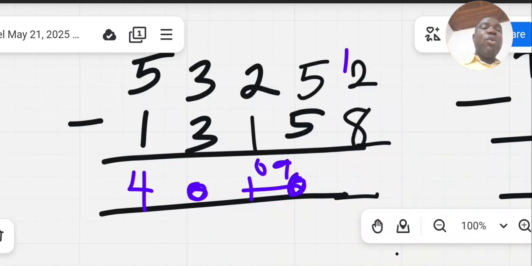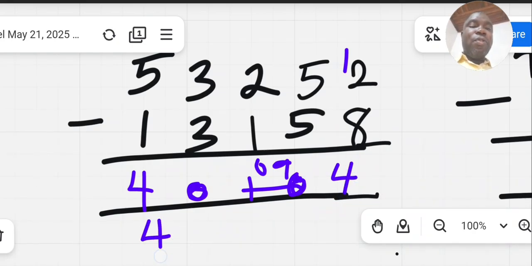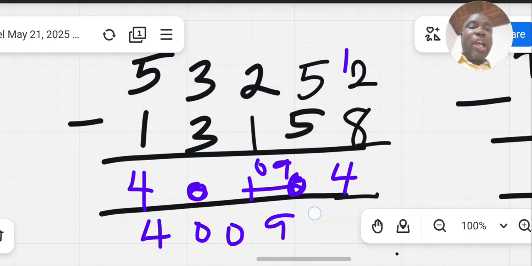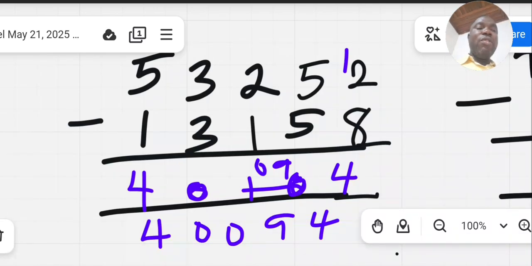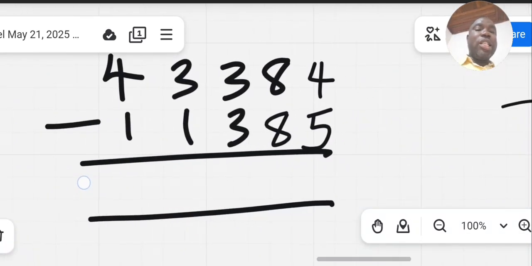Okay, now we have the 1 to that 2, that's 12. 12 minus 8 gives you 4. So the answer here becomes 40,094. Okay, let's try another example.